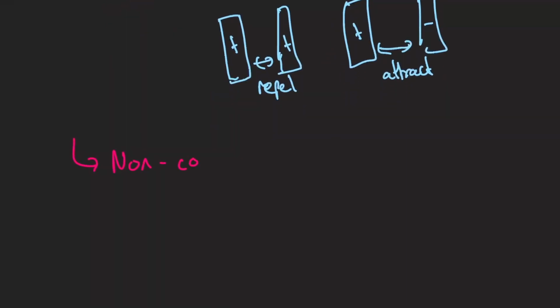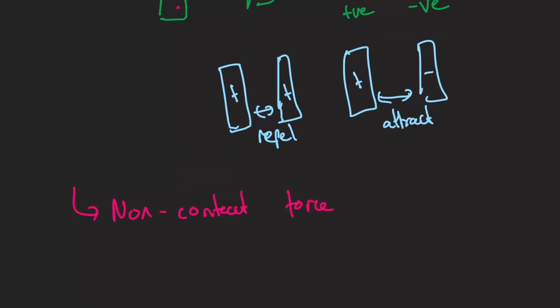And a non-contact force is basically whenever you have a force, and you guessed it, there's no actual contact between the two things which are exerting a force on each other, right? So in this case, you have two like charges brought together. They don't actually touch each other, but you still feel the force. And the same thing when you have two opposite charges, when you bring them together, they're already attracted to each other before you even touch them, right? So there's no actual contact going on. That's why we call it a non-contact force.